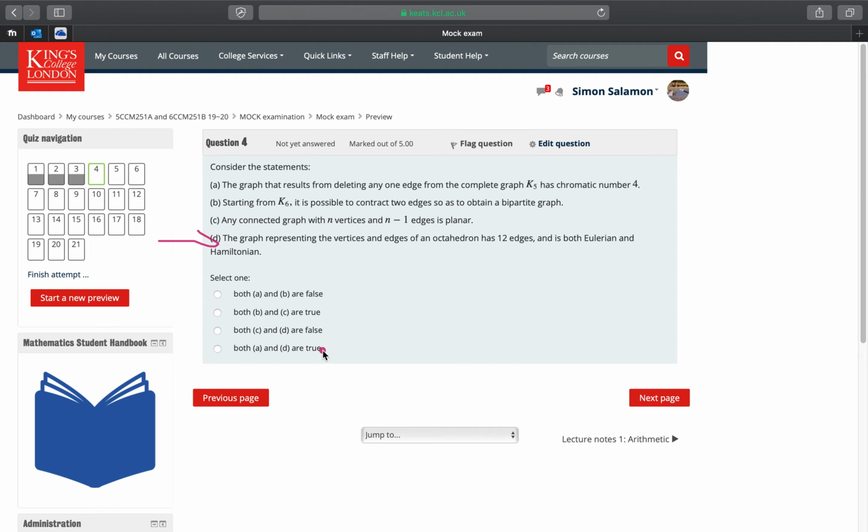So if you go through the possibilities, that will eliminate some. C and D are not false. So it eliminates one possibility. Let's go back to part A. Maybe I can even draw K5. So here's an attempt to draw K5 based on a pentagon. And then we'll see what happens when I remove one edge. Okay, so there is K5.